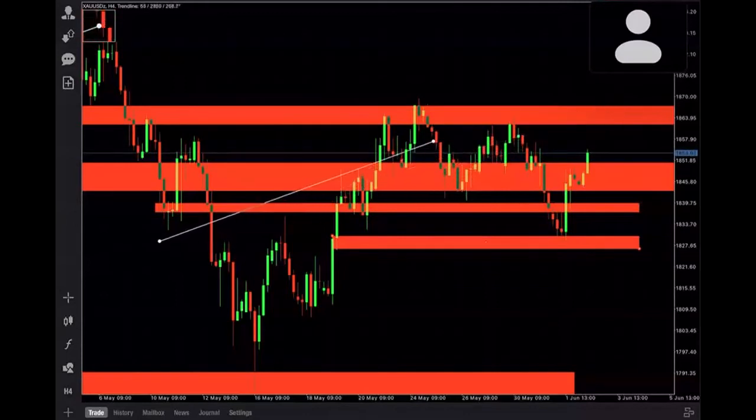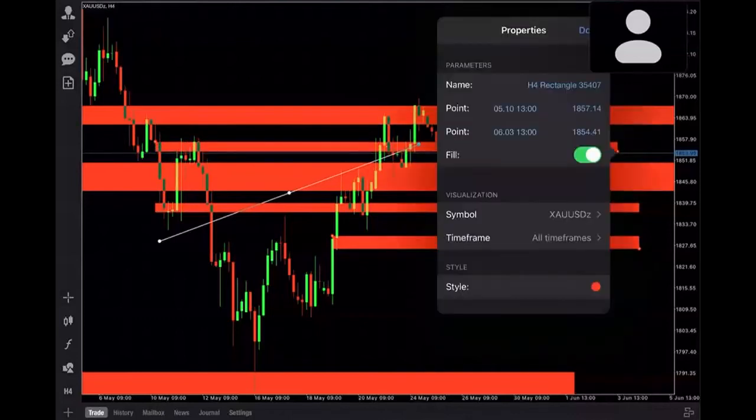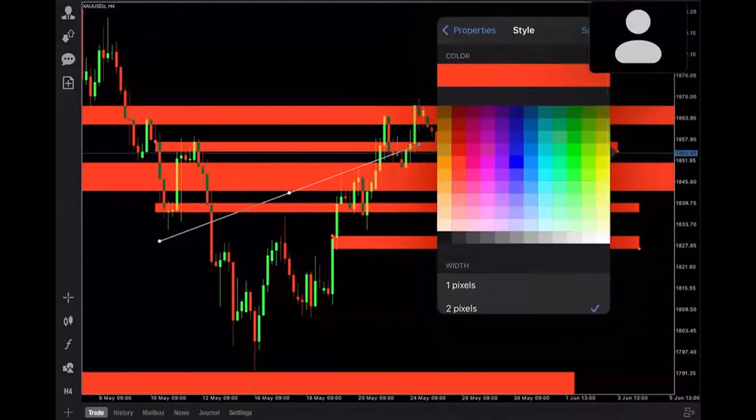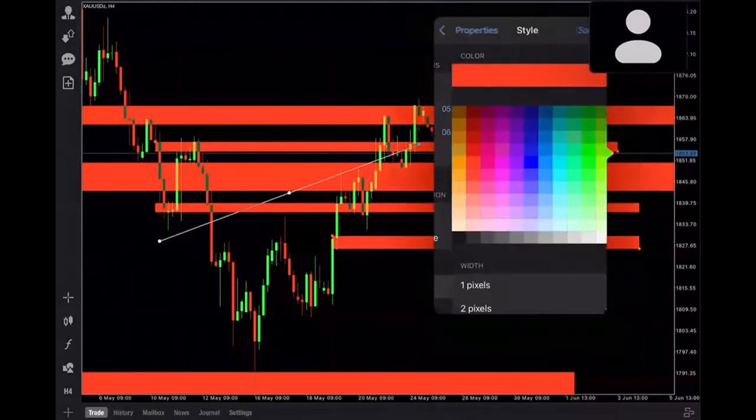But at this level right now, there are some sellers. So let's just label all seller zones. Let's just put red color. I want a different color. Let's just put purple.